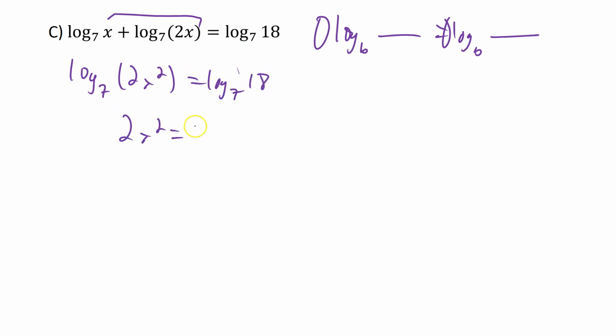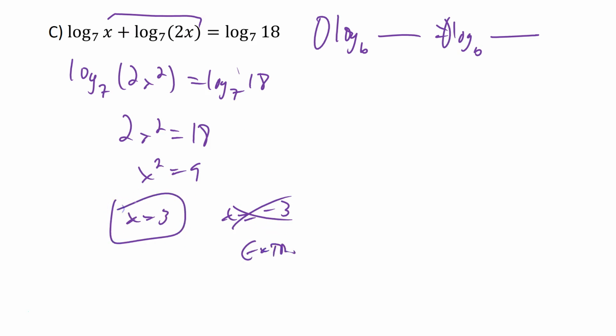Now the arguments have to be equal. 2x squared equals 18. So x squared is 9. Now there are two solutions to this, right? X equals 3 and x equals negative 3. If we check up here, negative 3 is no good. That's extraneous. So x equals 3 is our only solution.